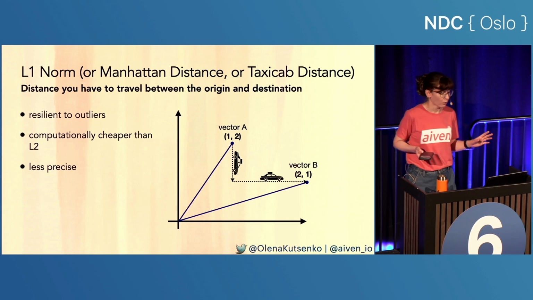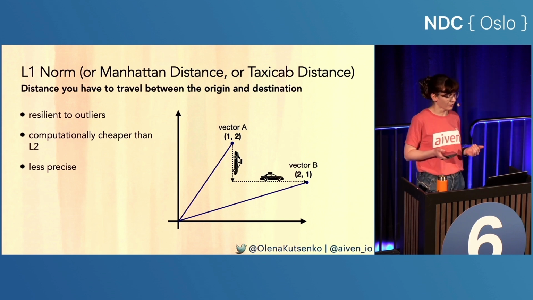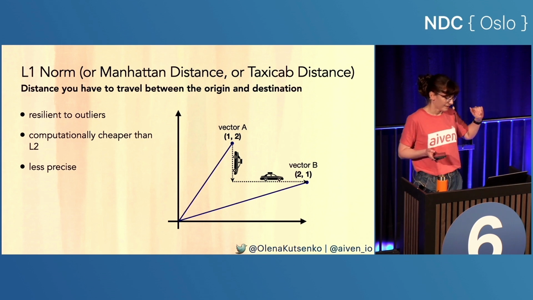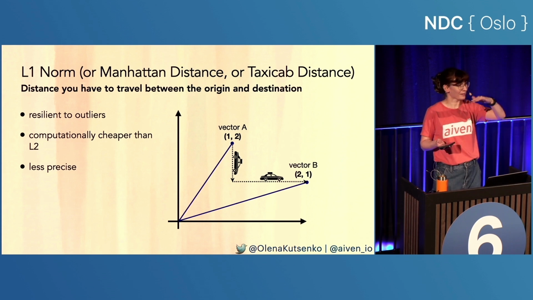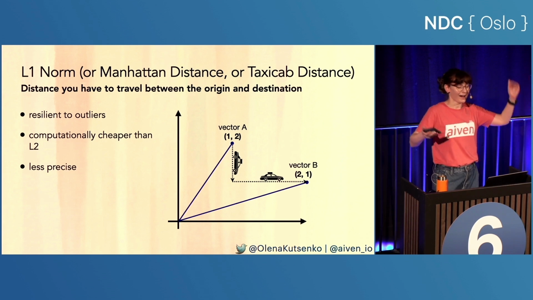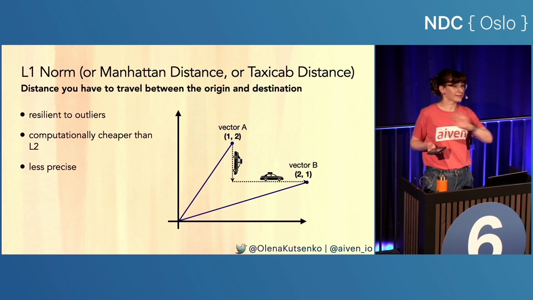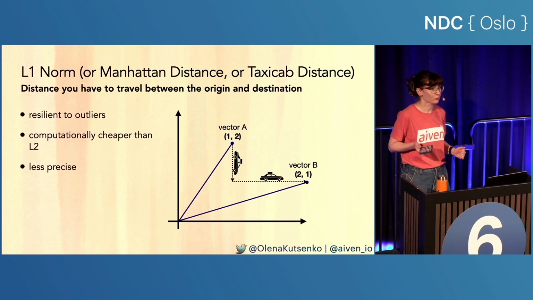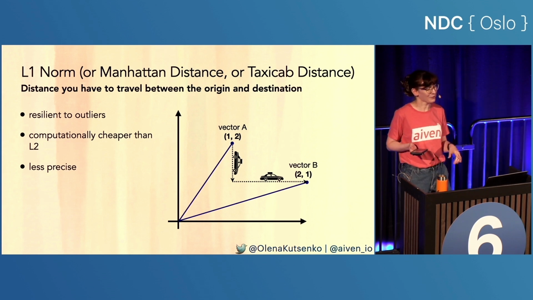We also have the L1 norm, which is quite interesting. It's more resilient to outliers. It comes from the grid layout of New York. So you can't go directly unless you are flying in a helicopter. But if you're taking a taxi, you have to make turns. And here we are not taking squares or anything. It's easier. We just calculate the distance you need to travel. It's less precise, and it's also not as frequently used as L2, but it's actually faster.